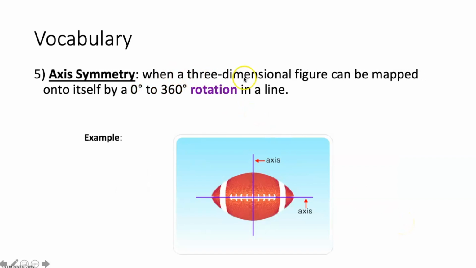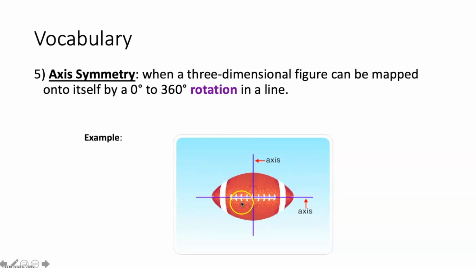Axis symmetry is when a three-dimensional figure can be mapped onto itself by a 0 degree to 360 degree rotation in a line. So just like line symmetry is two-dimensional and plane symmetry is three-dimensional, rotational symmetry is two-dimensional, whereas axis symmetry is three-dimensional. So if we were to look at this football down here and kind of disregard the laces, I could insert a pole through the middle of that football and spin the pole so that the ball would then rotate around that pole. And the ball would be the same while I was rotating it, right?